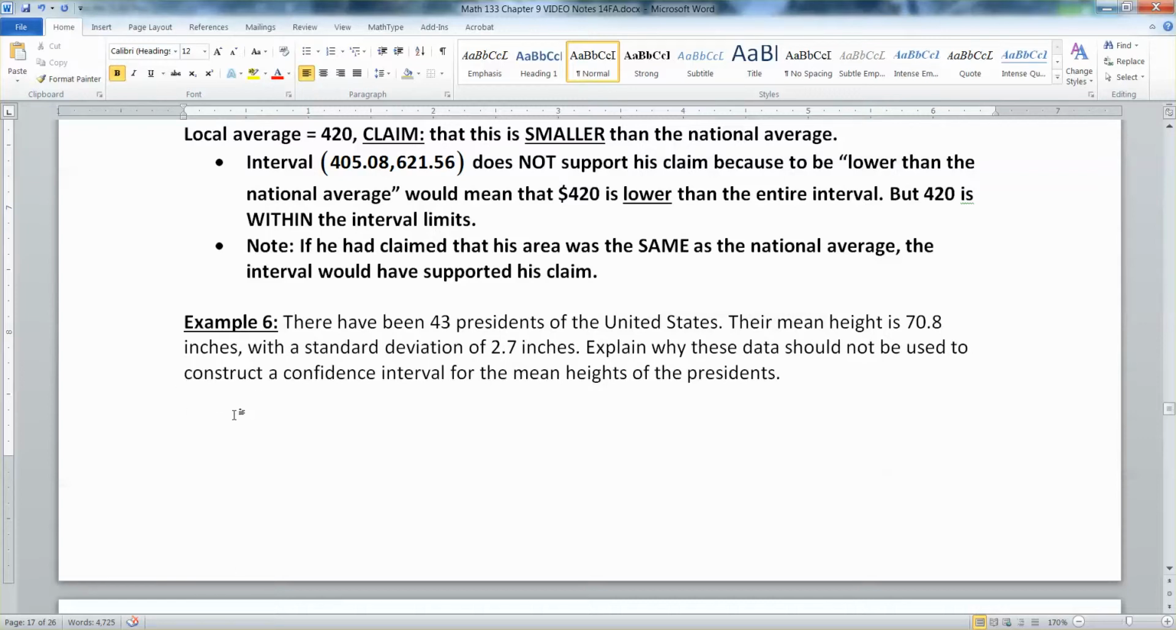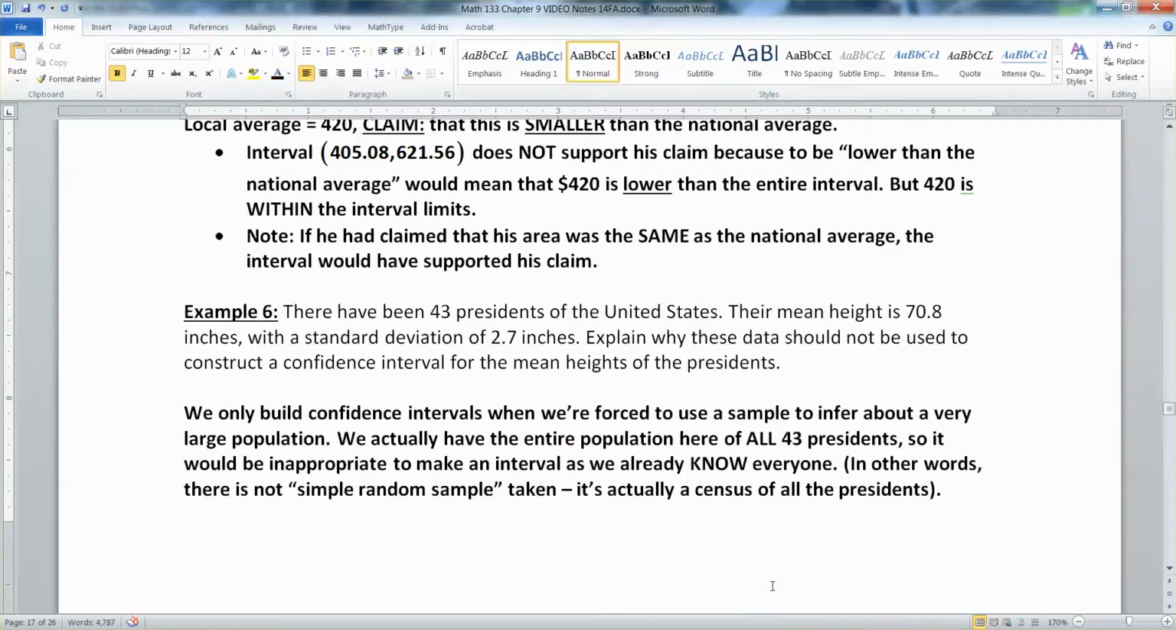The thing about this is that we build confidence intervals when we have a sample because we can't get the whole population. But we actually have the whole population here because it's very small. It's only 43 presidents. I'll type that up, one second. There, we only build confidence intervals when we're forced to use a sample to infer about a very large population. We actually have the entire population here of all 43 presidents, so it would be inappropriate to make an interval as we already know everyone. In other words, there's no simple random sample here. If there's no simple random sample, you're not making a confidence interval. It's in fact a census of all the presidents.